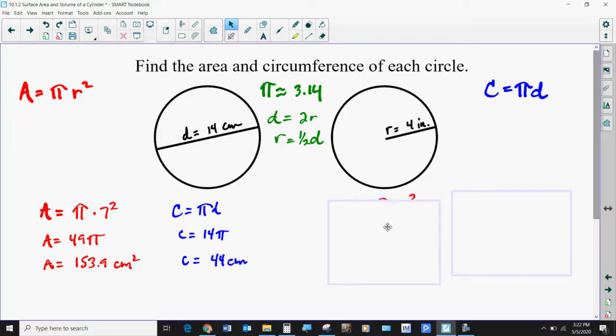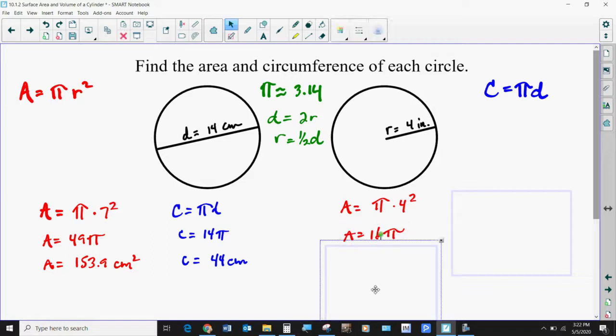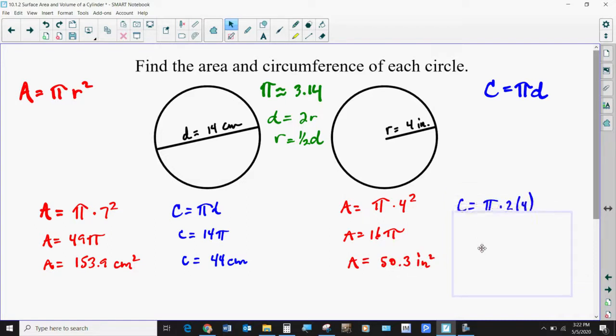Now for this circle, once again, we've got pi times the radius squared, so it's going to be 16 times pi. And what is 16 times pi? I won't bother with the calculator now. It ends up being pretty close to 50.3 inches squared. And then for the circumference, we're going to double the radius here because we need the diameter for this formula. So if the radius is 4, then the diameter is 8. So we're going to multiply 8 times pi, and we get 25.1 inches.